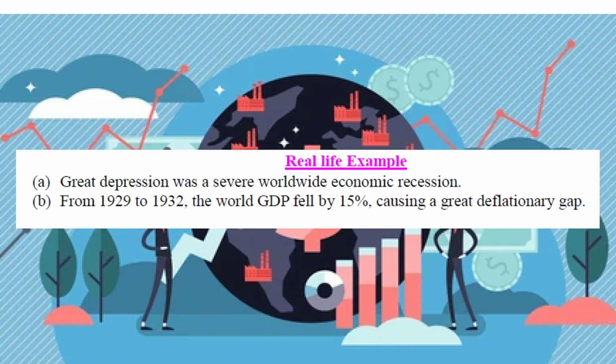The Great Depression was a severe worldwide economic recession. You need to remember this one. 1920s, 1930s, the world GDP fell by 15%. Wow, crazy. Causing a great deflationary gap. And at that time, Keynes came out, using his idea of increasing government spending to pull the economy out of the Great Depression.